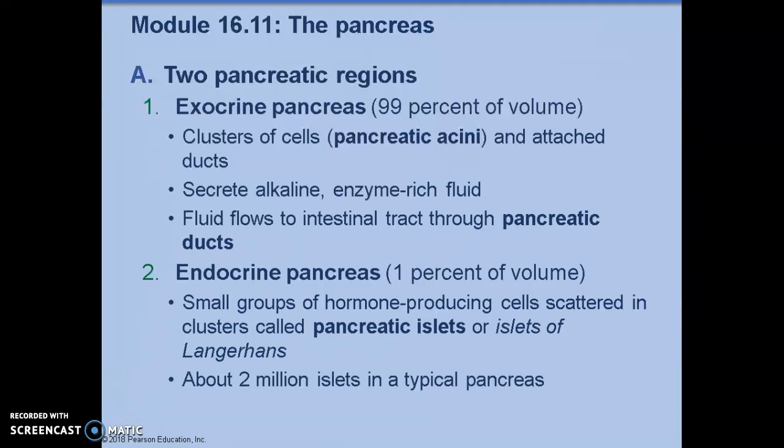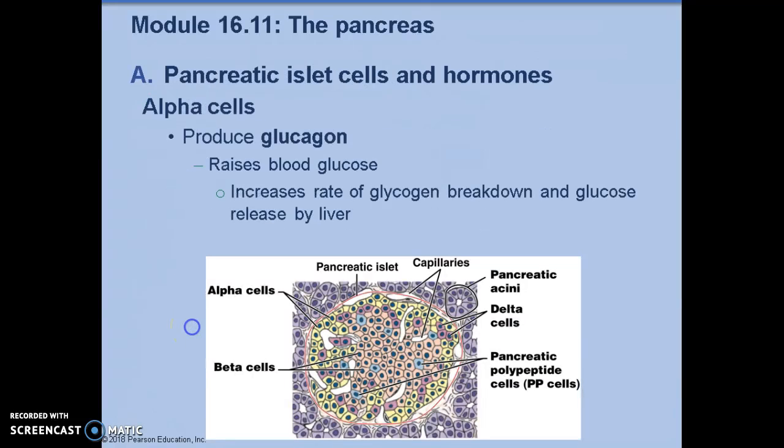These cells secrete digestive enzymes. Those digestive enzymes will pass through the pancreatic ducts and into the small intestine. The endocrine function that we're interested in here is a group of cells called the pancreatic islets, or islets of Langerhans, and there are about 2 million islets in a typical pancreas.